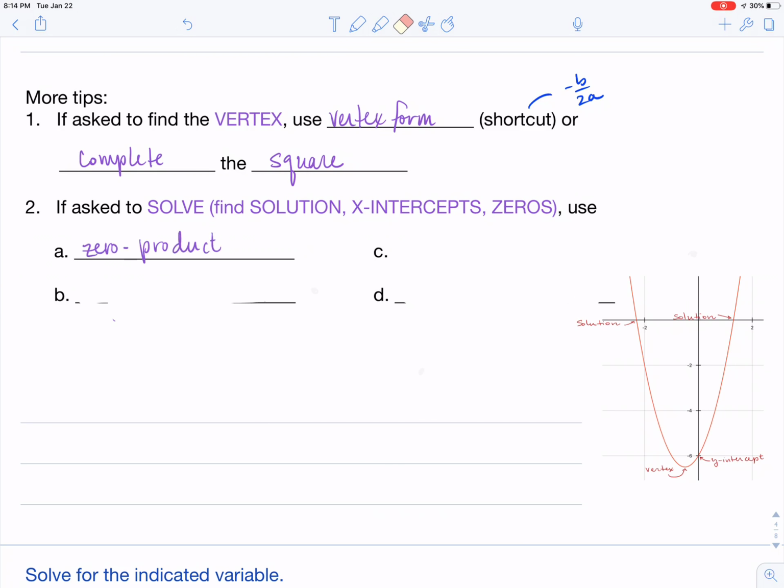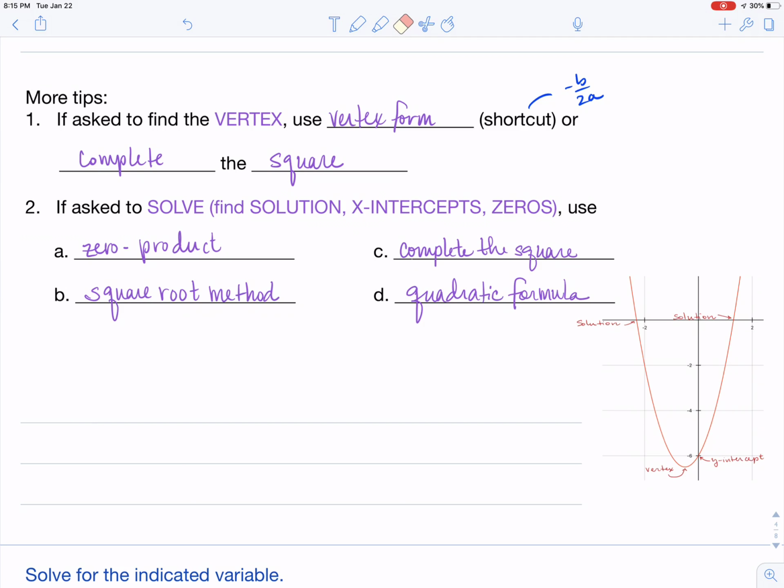You could use the zero product property or factoring. You could use the square root method. You could use completing the square, or D, you could use the quadratic formula. All four of these will allow you to find a solution. They will allow you to solve. They will allow you to find the x-intercepts or find the zeros. So all of those will do the same thing.